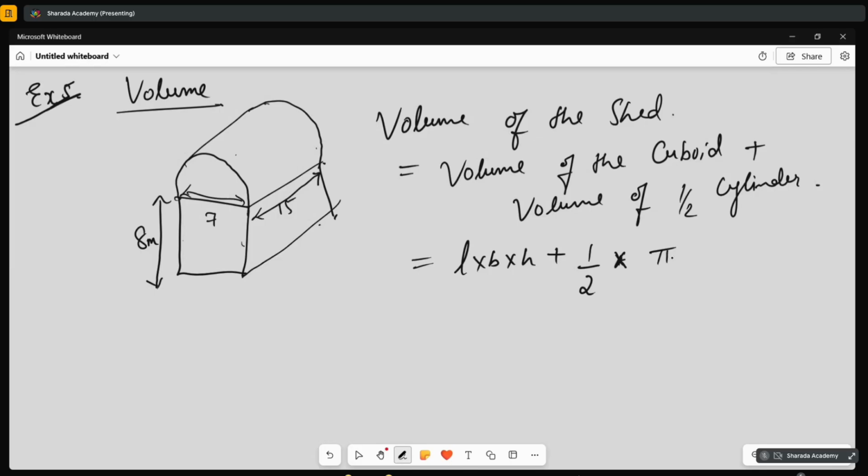Pi r square into H. So now, what are the data they have given? The length. First, we will find the volume of the shed. Then we will find the volume of the air. What is the difference? I will tell them.